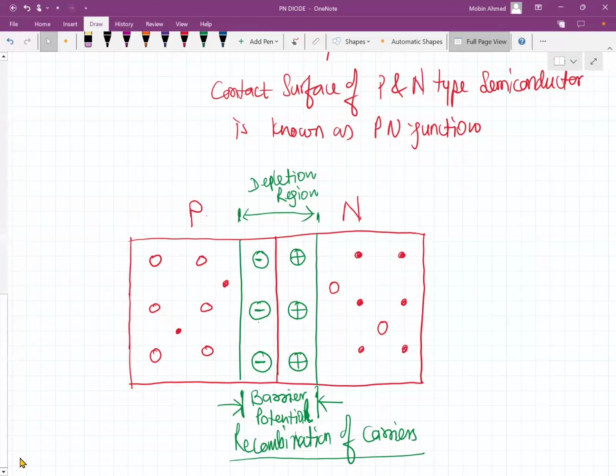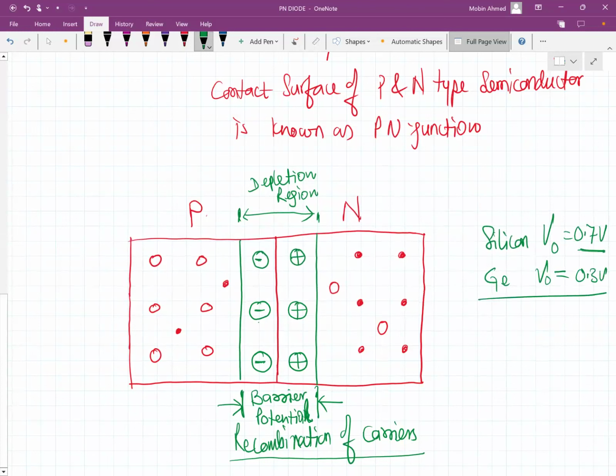So if it is made of the silicon, remember, this barrier potential, that is the V naught, is going to be 0.7 volt. And if it is made of the germanium, then V naught is going to be 0.3 volt.